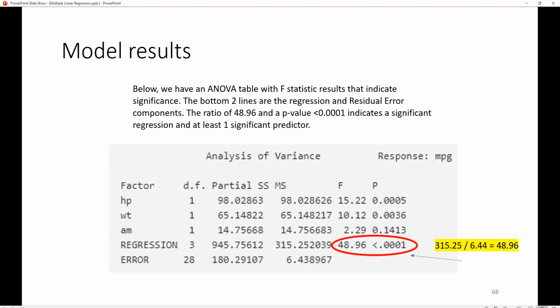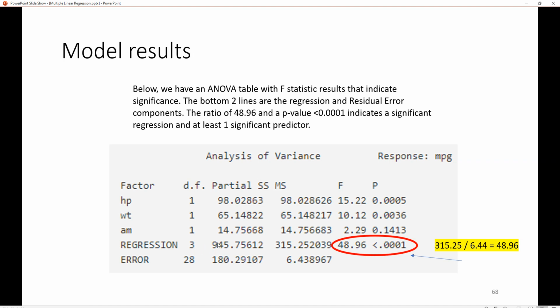And here are our model results. Below we have an ANOVA table with F statistic results that indicate significance. The bottom two lines are the regression and residual error components. The ratio of 48.96 and a p-value of less than 0.0001 indicates a significant regression and at least one significant predictor.